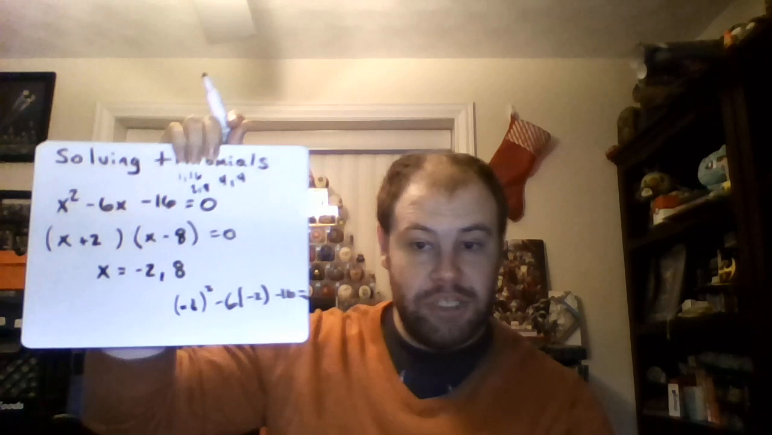Now, if you want to check your answers, you can always go back and check it by plugging it in and figuring it out, just like we've always been able to do. So, for instance, we could put negative 2 into this equation. So we get negative 2 squared minus 6 times negative 2 minus 16. Negative 2 squared is 4 minus negative 12 minus 16 equals 0. 4 plus 12 is 16, minus 16 equals 0. See, it works. So by factoring it, we can get the correct answers.